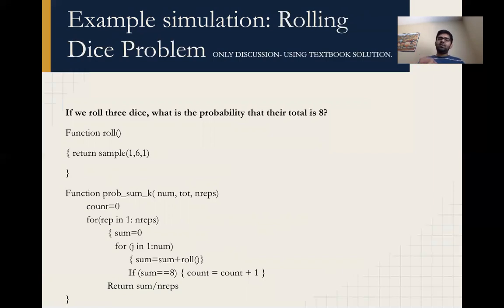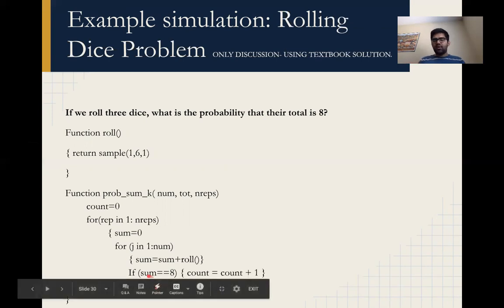And hence I can return the probability, that is the number of favorable outcomes upon total outcomes. So the sum is a counter here that is equal to 8. And this should have been 8 and okay, so I'll return count upon n reps.